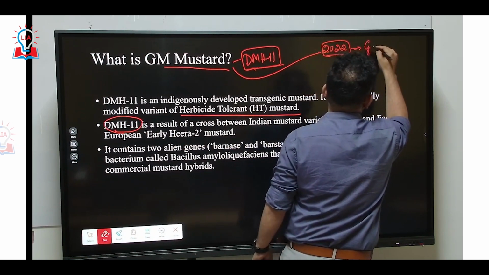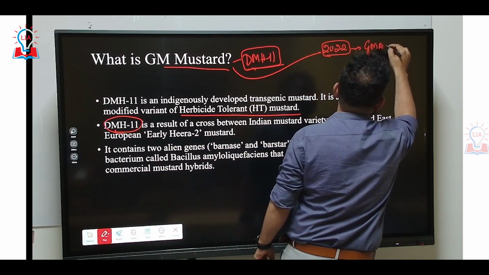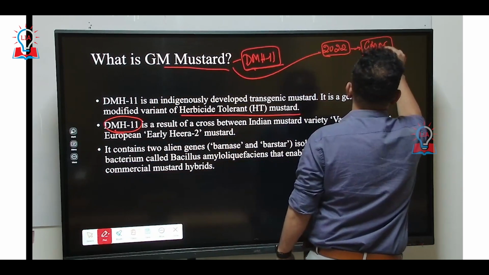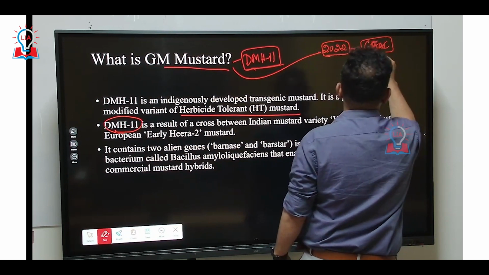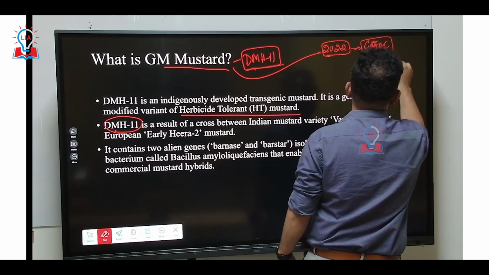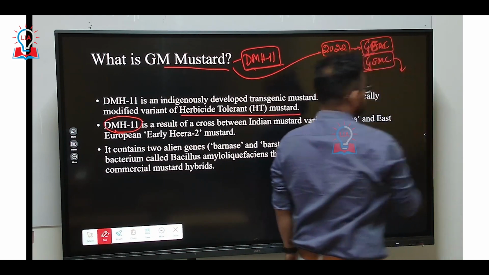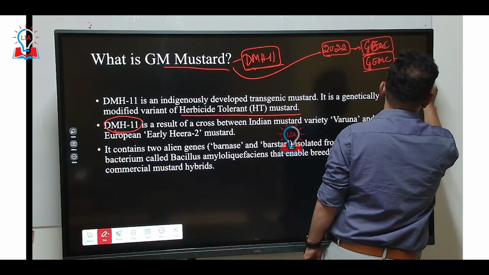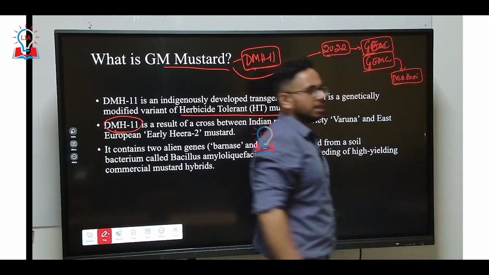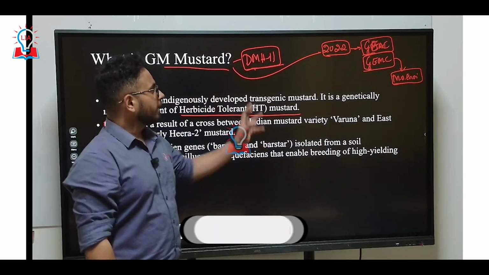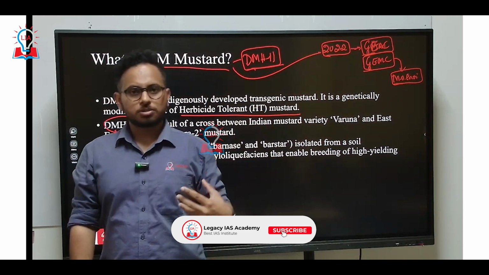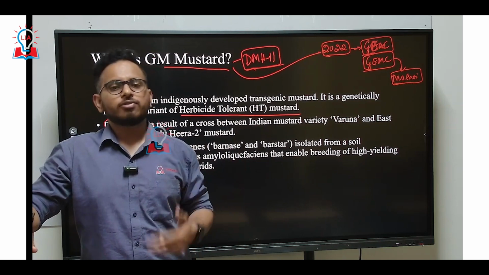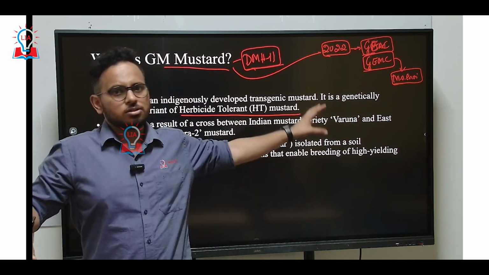An organization called GEAC, the Genetic Engineering Appraisal Committee, which works under the Ministry of Environment, is the nodal agency to give permission for genetically modified crops. It's not only mustard. This is the agency that would give permission for genetically modified cotton, for genetically modified brinjal, whatever the product it is, this is the agency that is tasked.